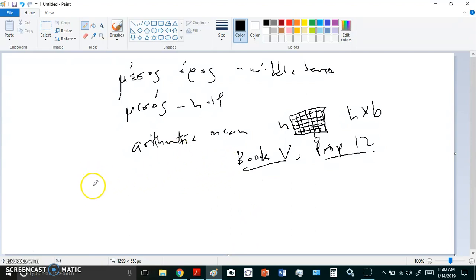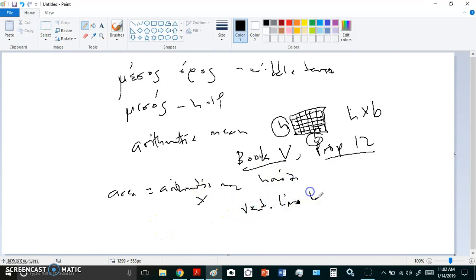So anyway, the Greeks never really understood that area is really the product of two arithmetic means, okay? H is the arithmetic mean of all the vertical lines, and B, the arithmetic mean of all the horizontal lines. And so that's how area is well defined in an abstract way, okay? The arithmetic mean of all horizontal lines times the arithmetic mean of all the vertical line lengths, by the way.